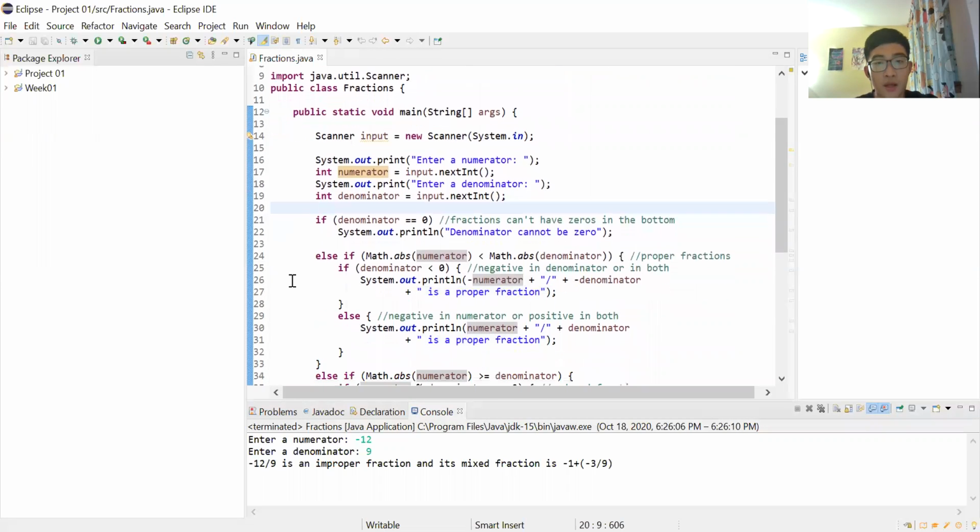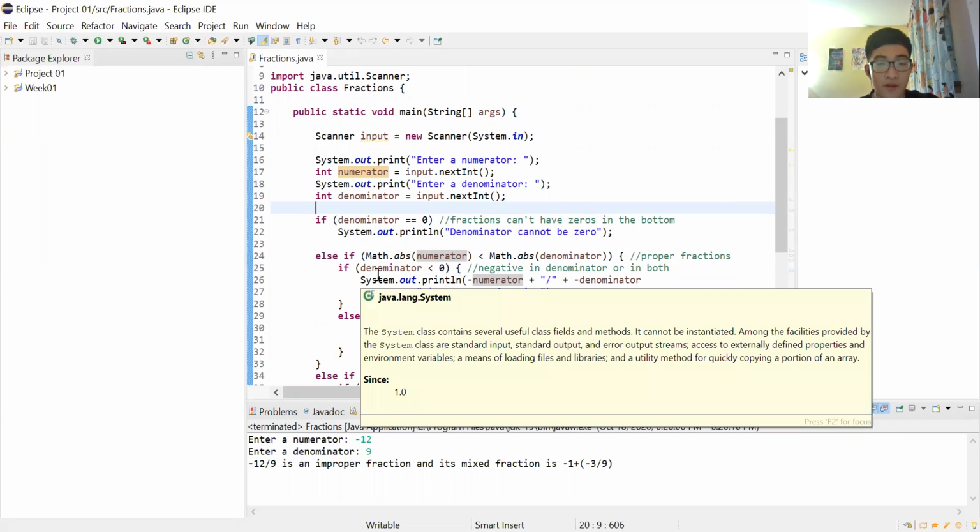And then after that, we have our proper fractions. And I used absolute value because sometimes there'd be a case where the denominator would be a negative number, but it'd still be a proper fraction. But if there weren't the absolute values, it would say that the numerator was greater than its denominator, so it wouldn't access this code. That's why I put the absolute values there.